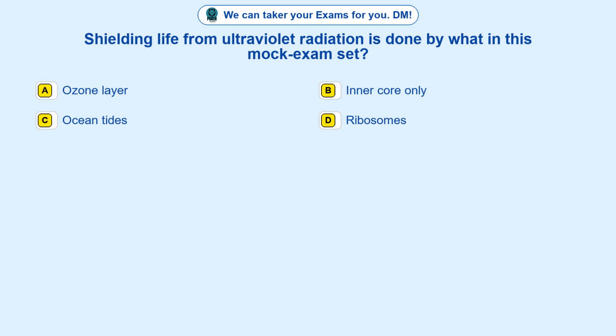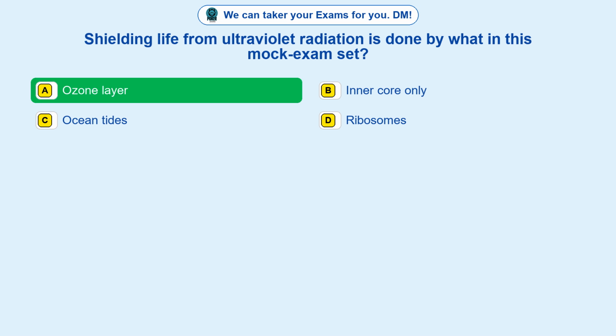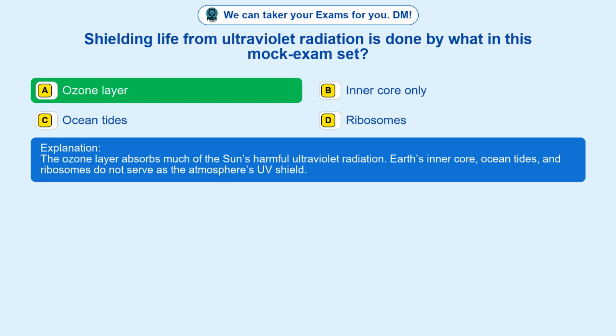Question 97. Shielding life from ultraviolet radiation is done by what in this mock exam set? Option A, ozone layer. Option B, inner core only. Option C, ocean tides. Option D, ribosomes. The correct answer is option A, ozone layer. The ozone layer absorbs much of the sun's harmful ultraviolet radiation. Earth's inner core, ocean tides, and ribosomes do not serve as the atmosphere's UV shield.